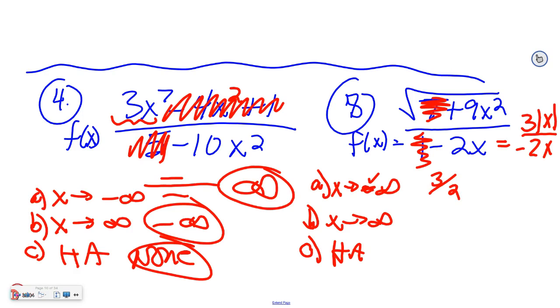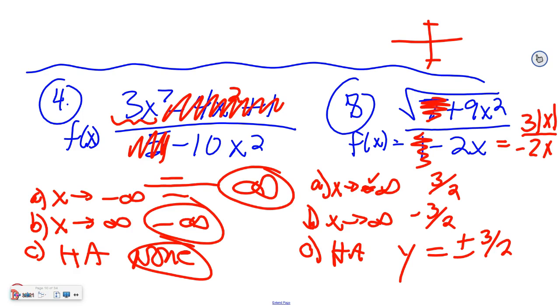When I approach infinity, this is going to be positive. This one's going to be negative. So this is the one, and that's negative 3/2. I think that's the best way to approach these. What are your horizontal asymptotes? Y equals plus or minus 3/2. If you were to graph it, you would see up at 1.5 and down at 1.5. Your function will be bound. It probably does something like that. Or I don't know. I'm not going to graph it.